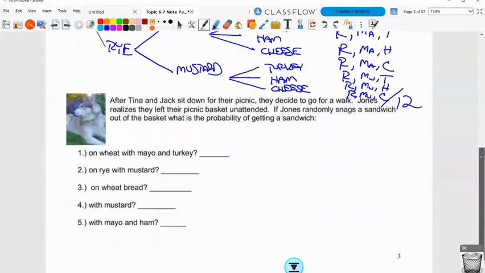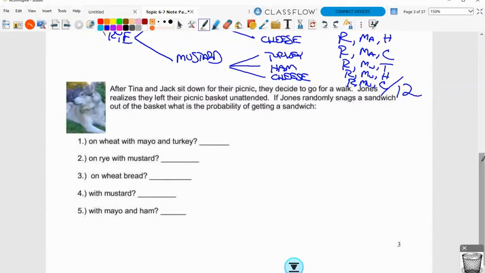Remember that probability is a fraction. It's the number of items that you want over the total number in your sample space. There was only one sandwich that was wheat, mayo, and turkey out of the possible 12 sandwiches that we could make. So the probability of getting this sandwich is 1 out of 12.